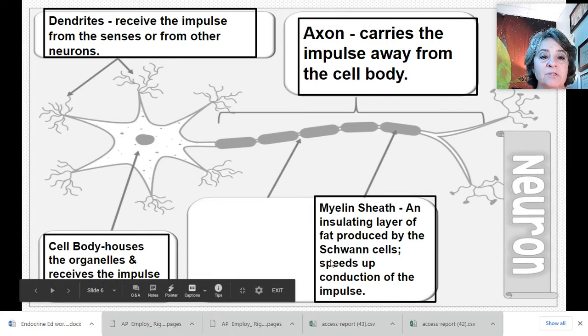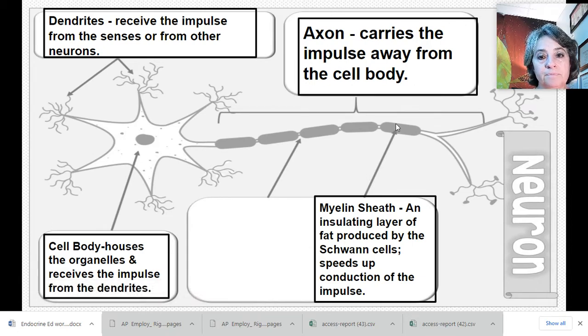It's produced by cells called Schwann cells. And the purpose of that is to speed up the conduction of an impulse. And we're going to look at how that travels here in just a minute.